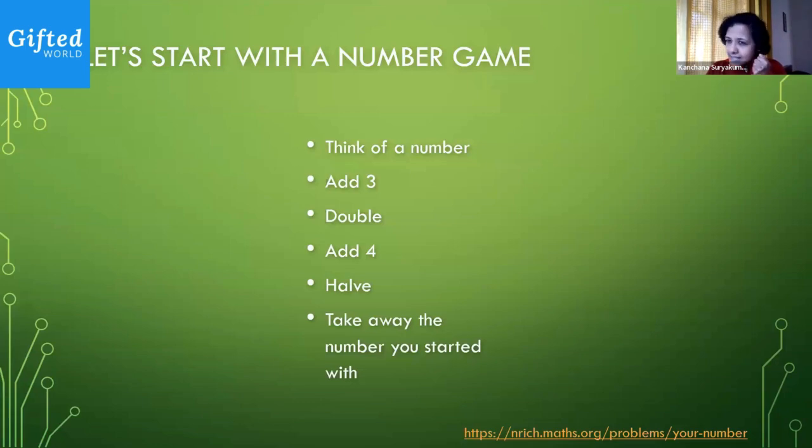Okay, if I went too fast, quickly recapping: I thought of a number, I added 3 to it, I doubled my answer, then I added 4 to it, then I made it half, and I took away the original number. Can you type out your answer on the chat, please? What did you guys get? Ooh, oh my.